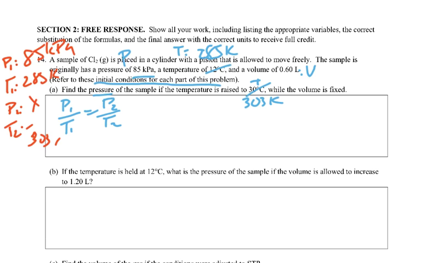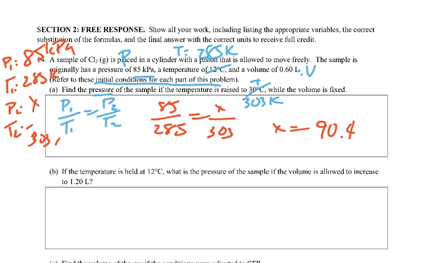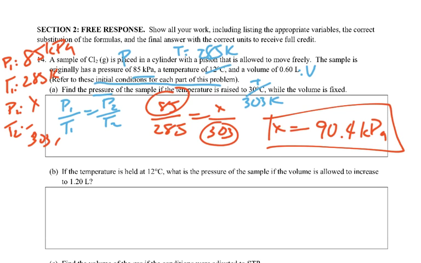So my number here is 85 over 285 equals x over 303. And x equals 90.368, so I can say 90.4. And my units are going to match my original units. I just did a cross multiply. So 85 times 303 equals 285 times x. So 85 times 303 divided by 285 gave me 90.4.